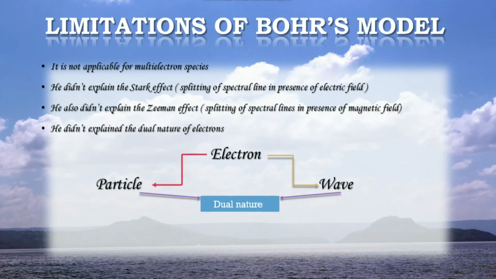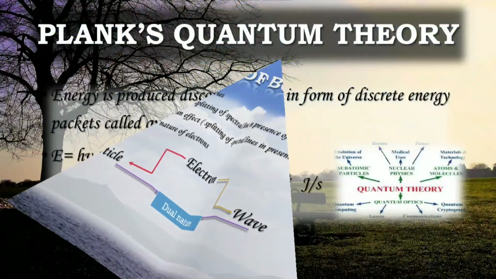Now we will discuss the limitations of Bohr's model. It is not applicable for multi-electron species. It doesn't explain the Stark effect, splitting of spectral lines in the presence of an electric field. It didn't explain the Zeeman effect. What is the Zeeman effect? Splitting of spectral lines in the presence of a magnetic field. He also didn't explain the dual nature of electrons. What is the dual nature of electrons? Sometimes they behave as a particle and sometimes as a wave.